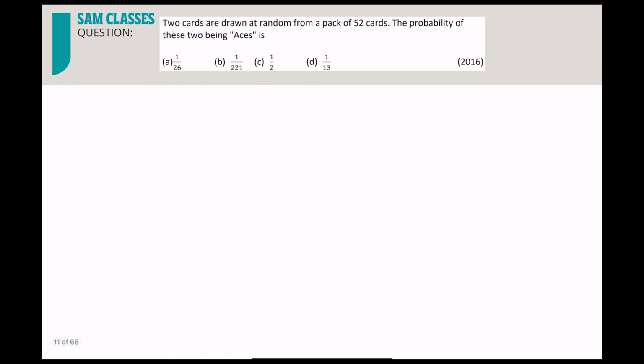2 cards are drawn at random from a pack of 52. What is the probability of both being aces? See, one is the permutation combination method. Out of 4 aces, you are choosing 2, so 4C2. And out of total 52 cards, you're choosing 2 cards, so 52C2. Correct. Okay.